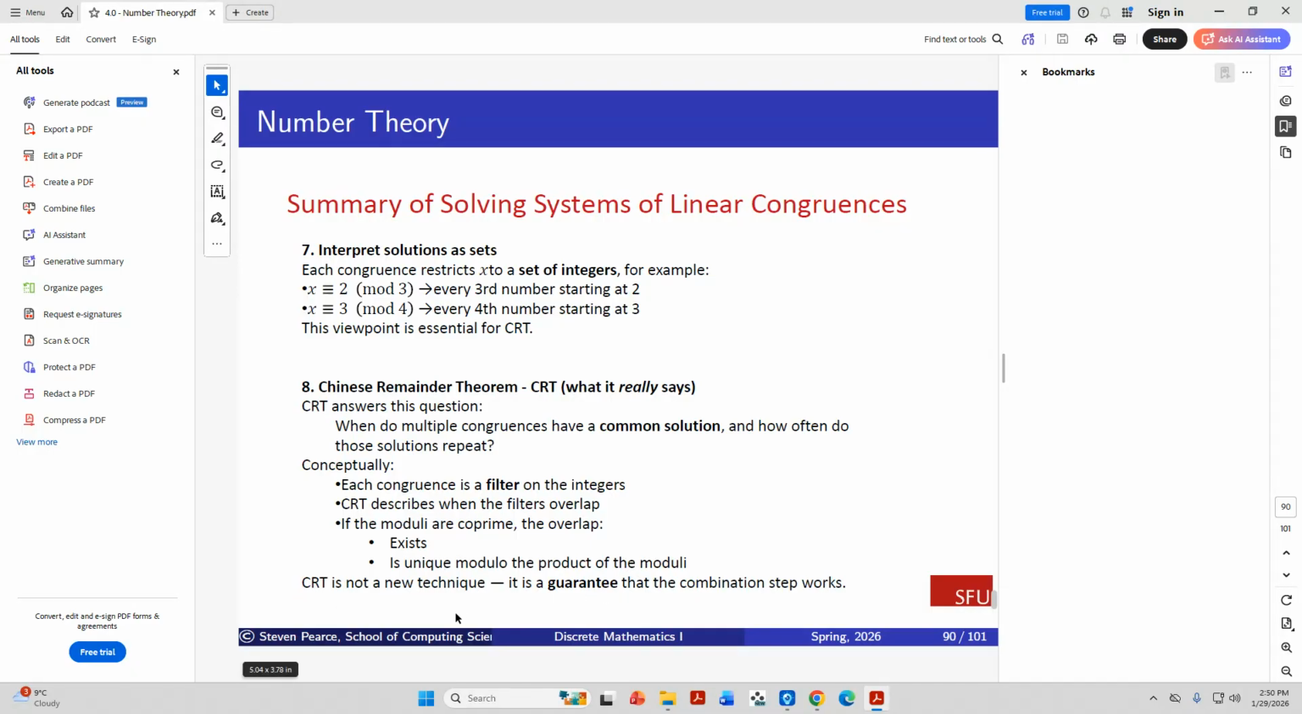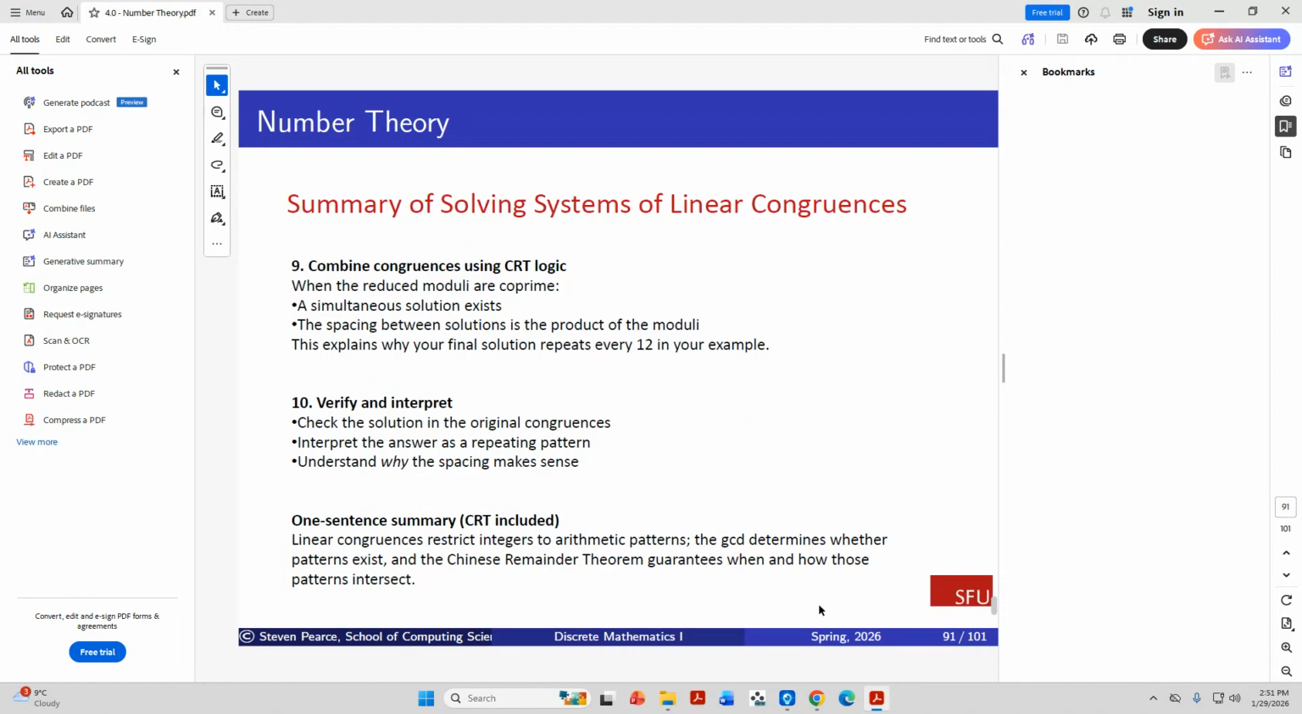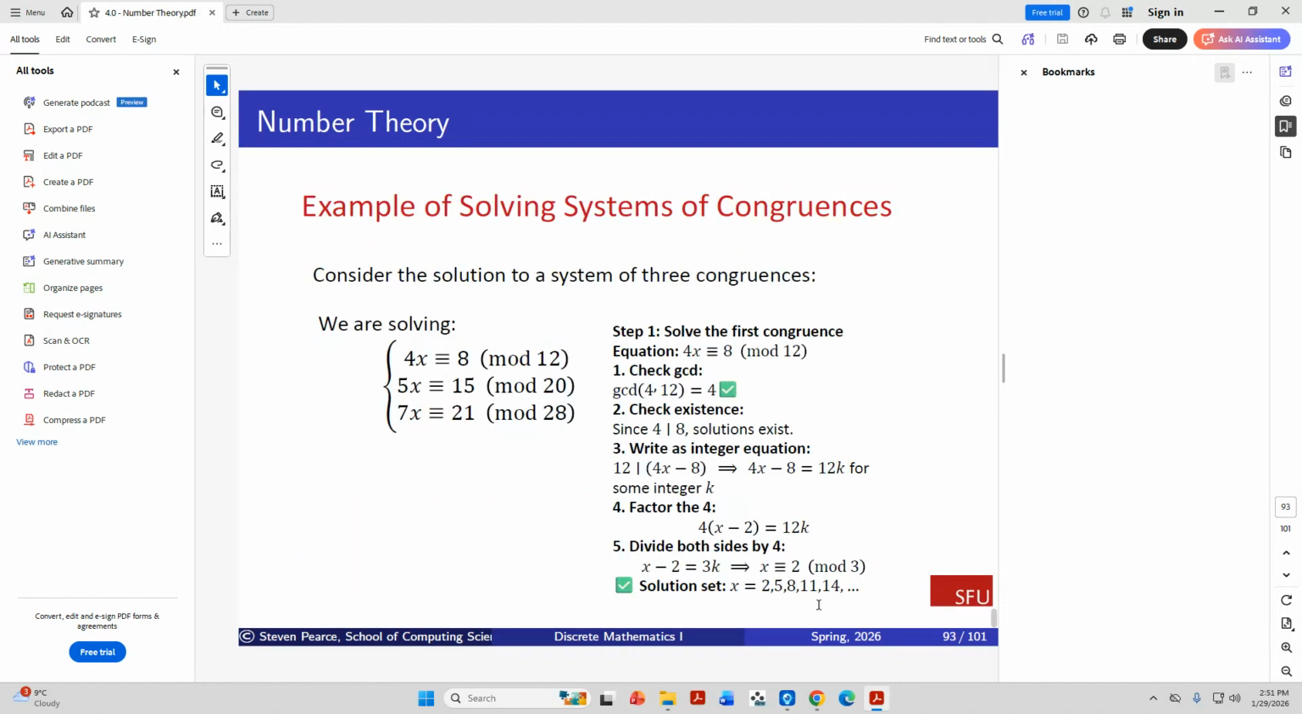So it is a new technique. It is guaranteed that the combination step works. So you've got to know the Chinese remainder theorem. Just forget this. We just did something like this. You go through this example yourself. This is really good. It's step by step. It goes exactly through it. It's a different one altogether.